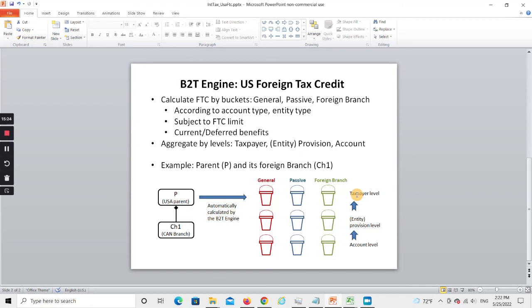The B2T engine will automatically calculate the items of foreign tax credits for the parent company of an entity group. So the engine handles all that automatically without any user intervention.